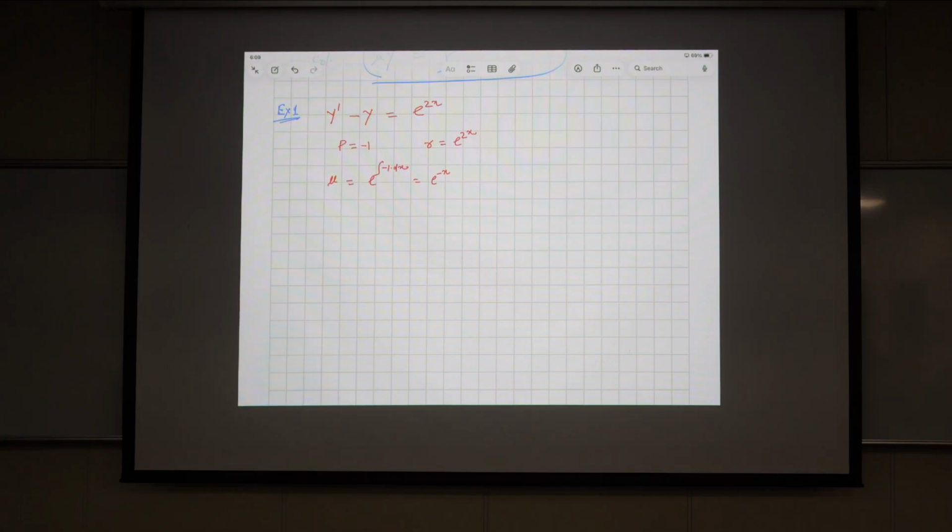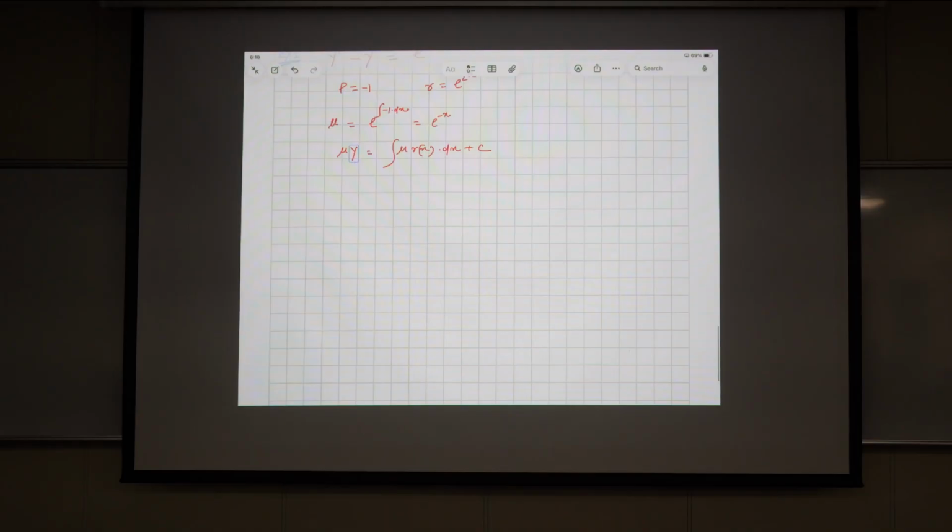Right? So if this is mu, then what is your solution? You just apply it. Mu y is equal to integral of mu R dx plus c. What is that? e^(-x) times y is equal to the integral of e^(-x) times e^(2x) dx plus c.